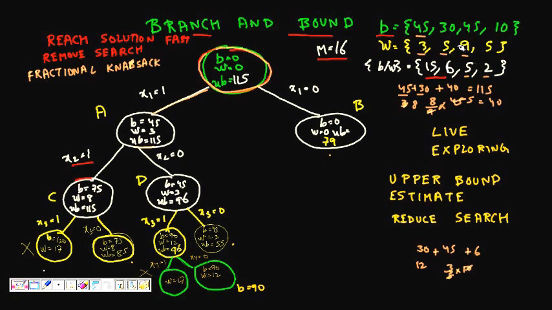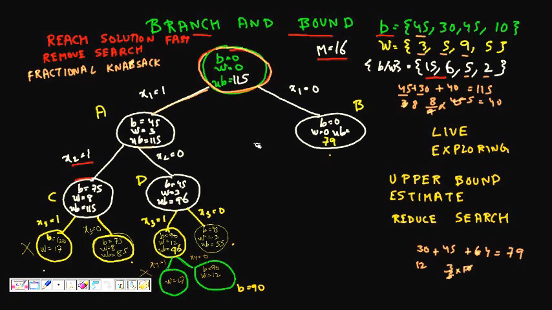So I choose the second item, so 30, and 9 plus 5 is 14. Now I can choose only 2 by 5, so 2 by 5 of 10 is 4. So it is 79. Okay, 45 plus 30, 75 plus 4, 79. So this is the upper bound I get now.